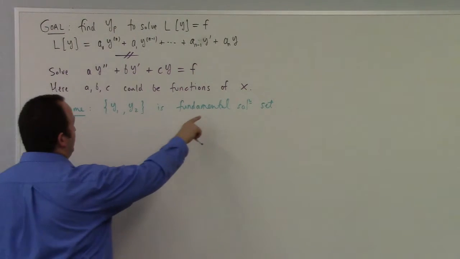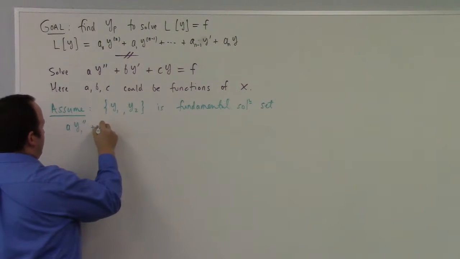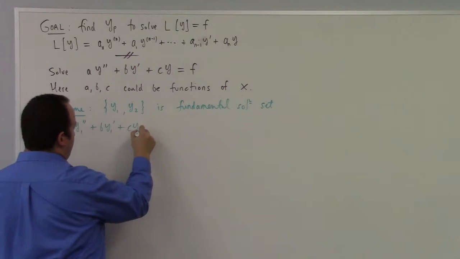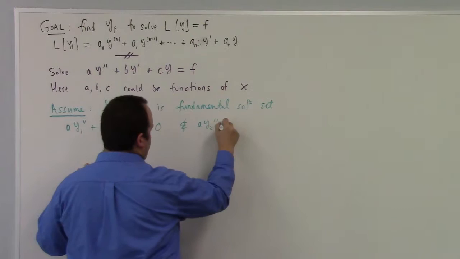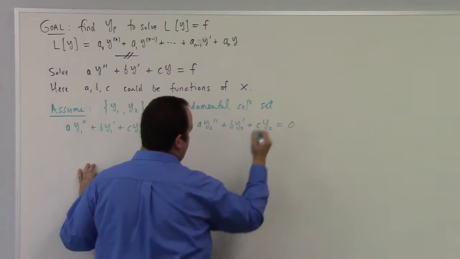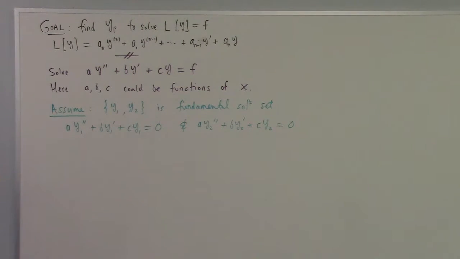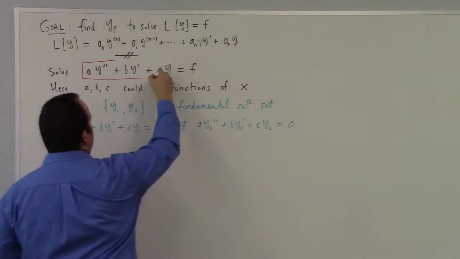Also, that they're a fundamental solution set means that we have ay1 prime prime plus by1 prime plus cy1 equals 0, and ay2 prime prime plus by2 prime plus cy2 equals 0. Why is that? Because they are solutions to the homogeneous problem, right? Those are not solutions to the differential equation that we're studying, though, are they?